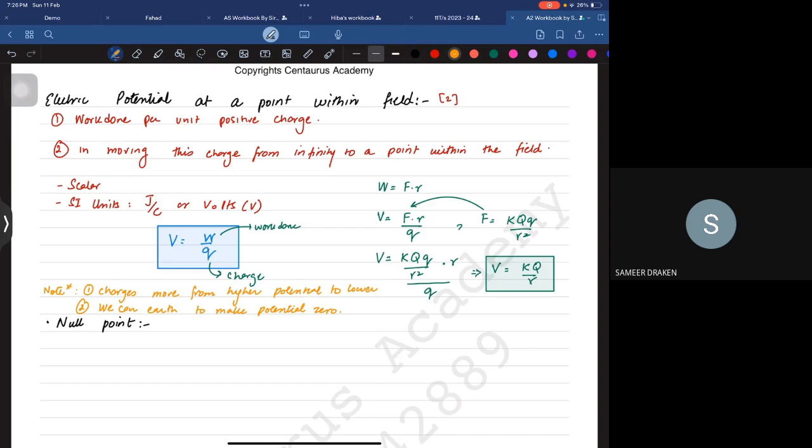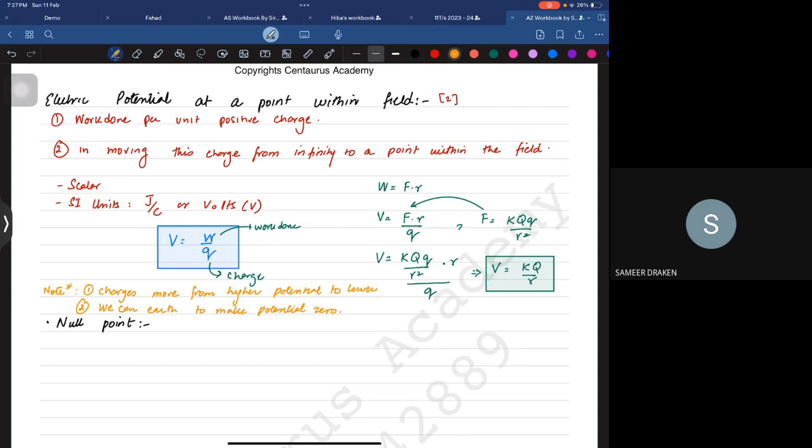All right, kids. Now, let's go to the next. So about the null point then. Oh my God, that's not fair.